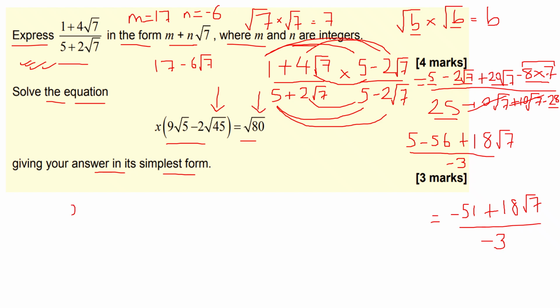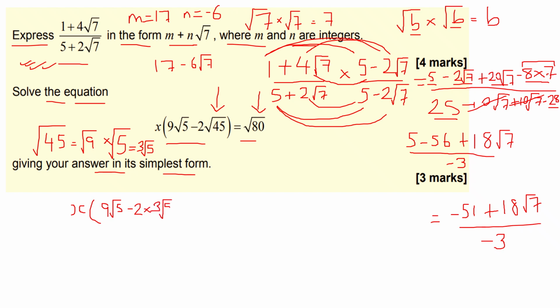So I'm going to copy down the x(9√5 − 2 and then √45, which I can simplify. Looking for the biggest square number factor, that'll be √9 times √5. The square root of 9 is just 3, so we have 3√5. Putting that 2 at the front, we're going to have minus 2 lots of 3√5.